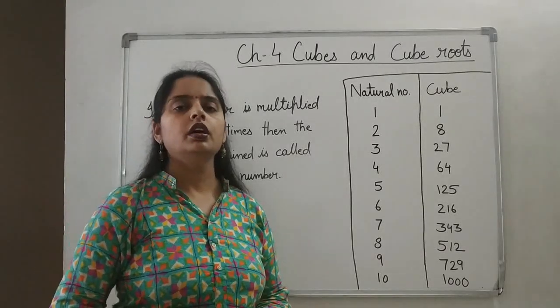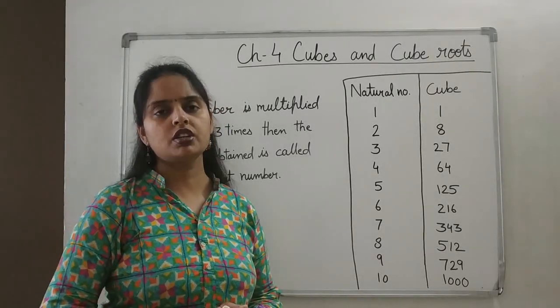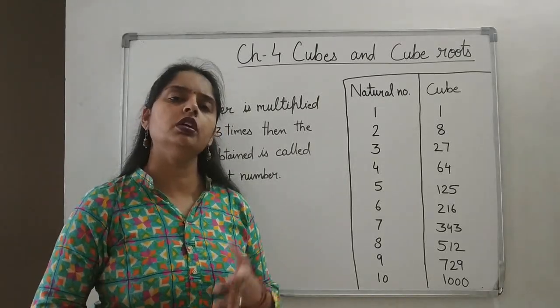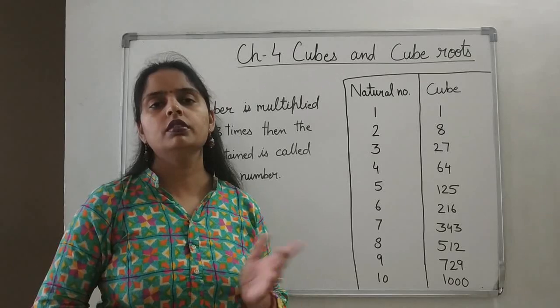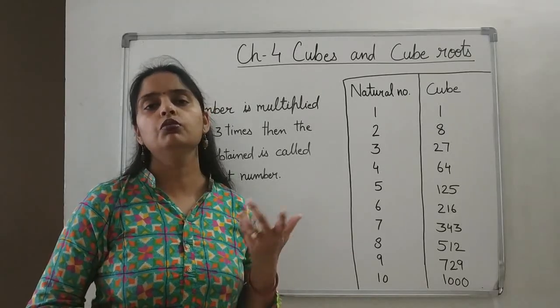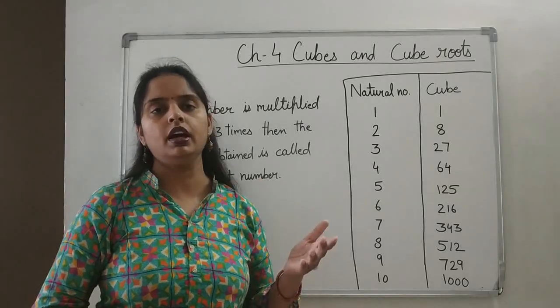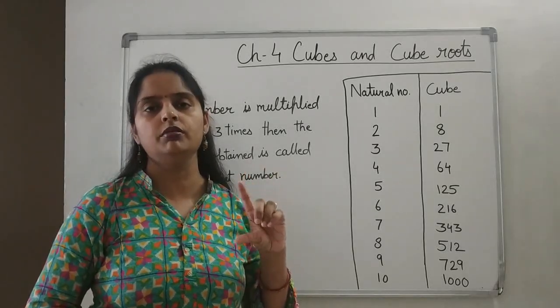Hello students. Today we'll start with our fourth chapter, that is cubes and cube roots. What is a cube number? You are already aware of the word cube. You have studied in the junior class the volume of a cube. What was that? Edge into edge into edge. So the same number, the edge, has been multiplied 3 times.